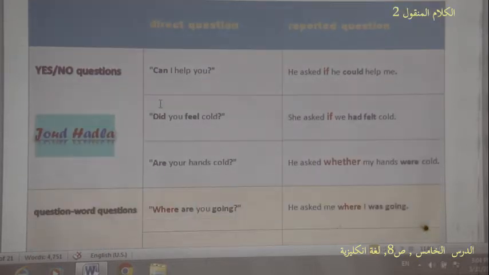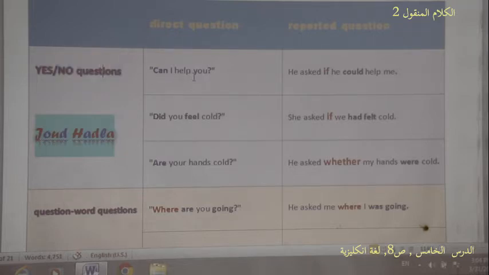So let's read these examples. First of all, I'll teach you how to report yes/no questions, or general questions, or basic questions. So, "Can I help you?" Is this a general question or a WH question? In this case, it's a general question. Why? Because the answer will be yes or no. So here you are learning about reporting yes or no questions.